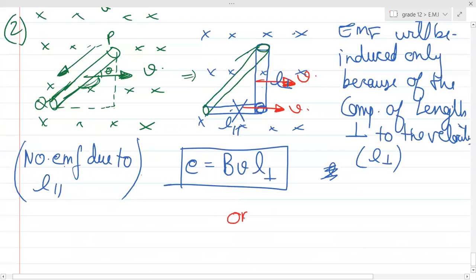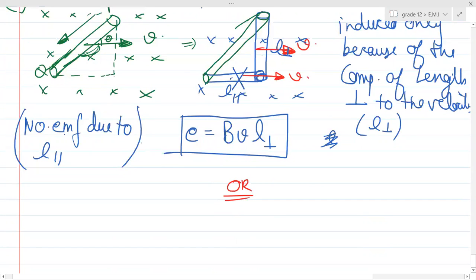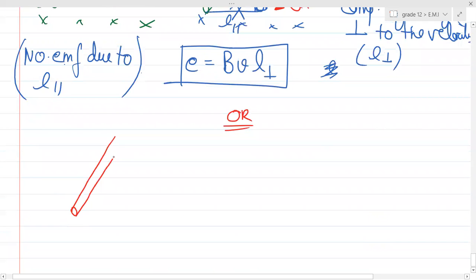Sometimes the angle theta might be given. Suppose this is the case, and let's say this end is P and this end is Q, the slightly positive one and the slightly negative one, and let's say this is your length vector. Can you see the length vector is always from slightly positive to slightly negative, right?